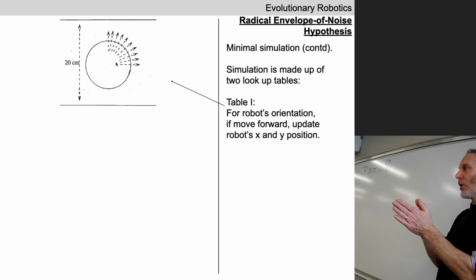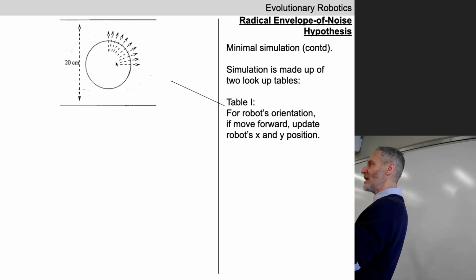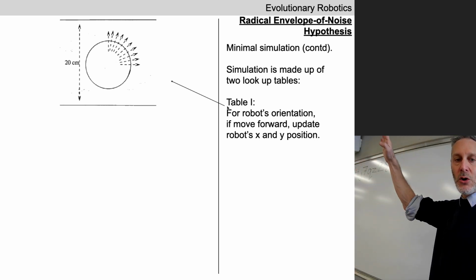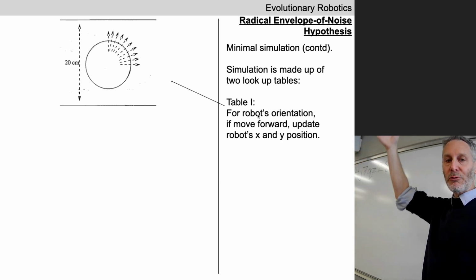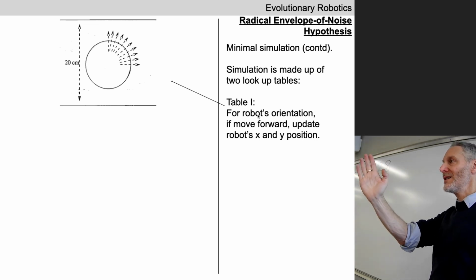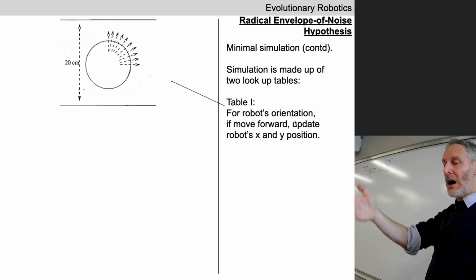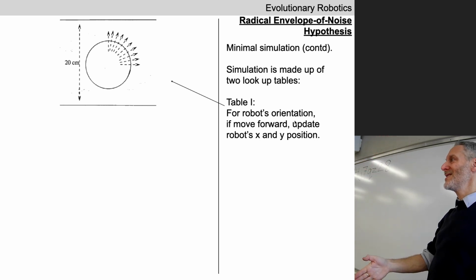Get the angle the robot is facing, get the two values of the motors, and update the new X and Y position of the robot. That's what's in the lookup table. So basically, 3 columns. The first column is the robot's orientation, the angle. The second column is a potential motor neuron value, and the third column is the second potential motor neuron value.